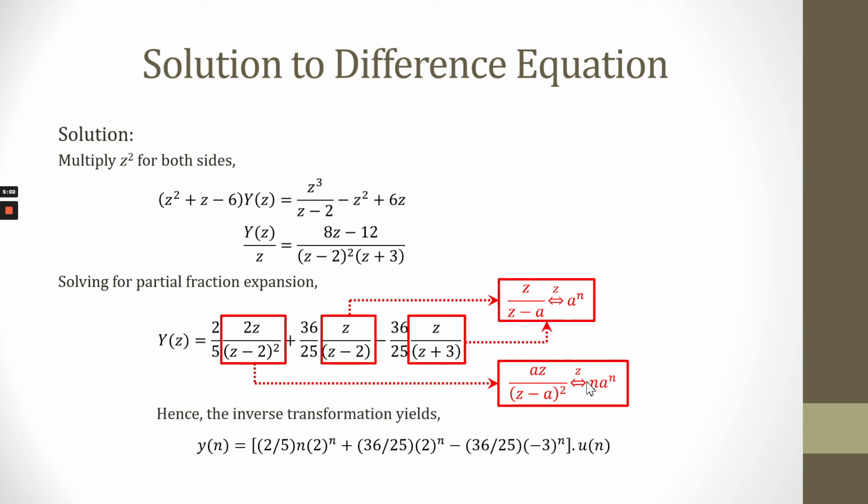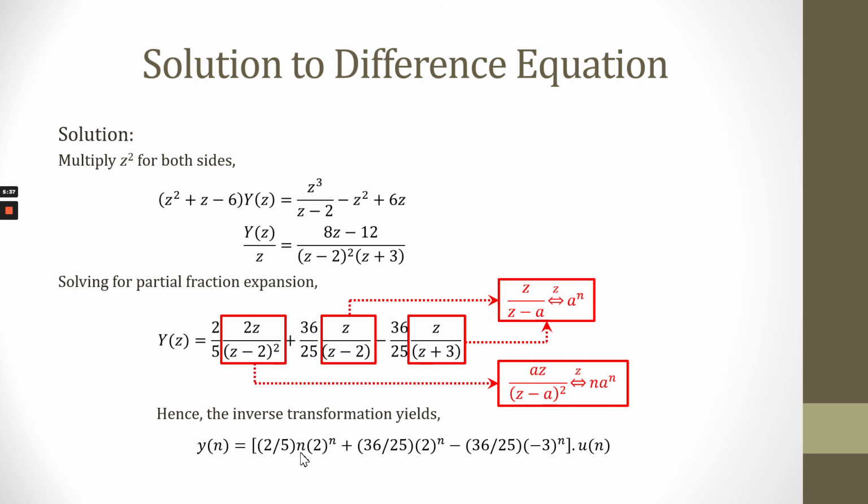Therefore, the inverse Z transform produces the discrete time signal y[n] equal to this one. For this one, we maintain the constant 2 over 5, and then it is equal to n multiplied with 2 to the power of n. For this one, maintain the constant 36 over 25. We take this one, 2 to the power of n.